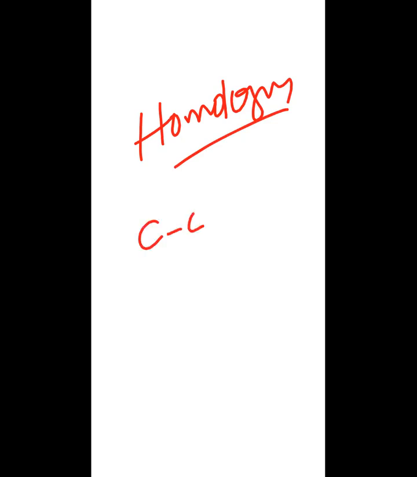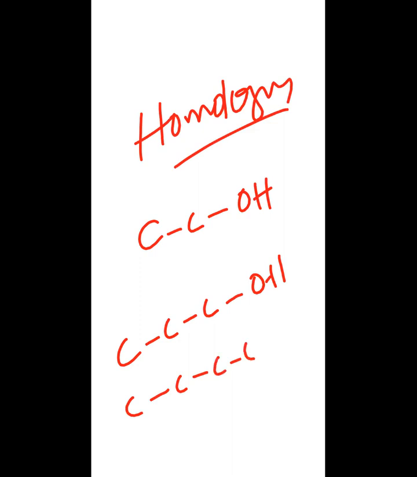Now, first of all, I guess everyone knows what a homologous series is, but let me remind you again. A homologous series is a series of organic compounds having the same functional group. For example, a two carbon chain with OH attached, or a three carbon chain with OH attached, or a five carbon chain with OH attached.